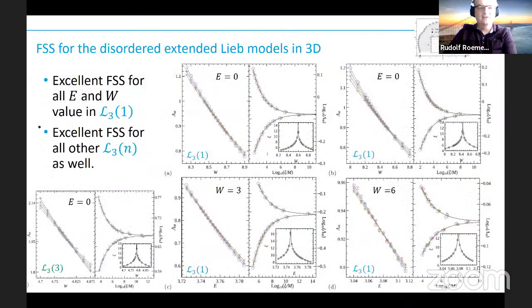Now, furthermore, let's do scaling. Again, we do it at particular energies. This is done for the normal Lieb model. We've done it at the flat band energy. Oh, sorry, this is the normal Lieb model at the flat band energy.